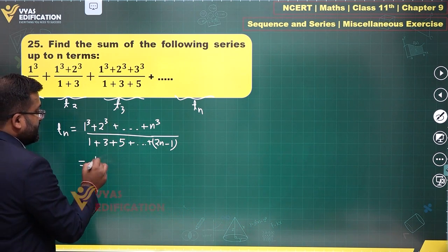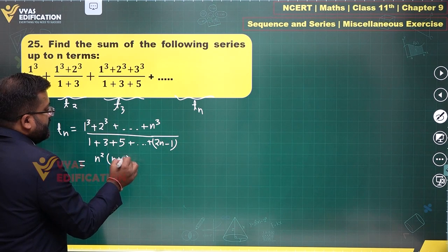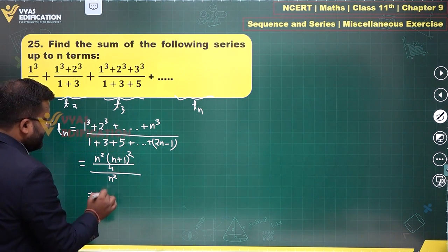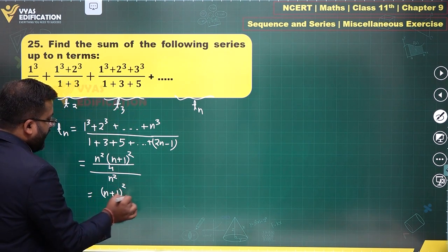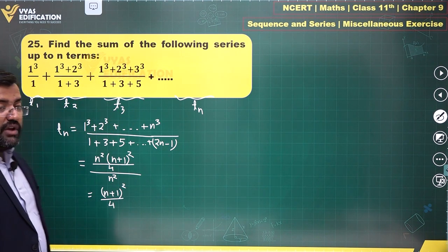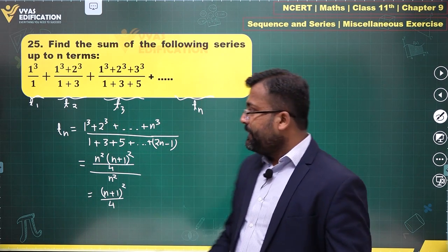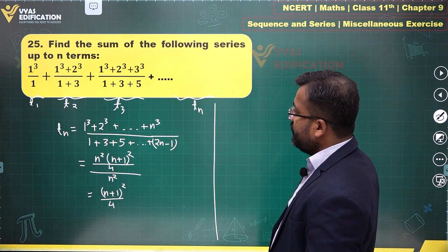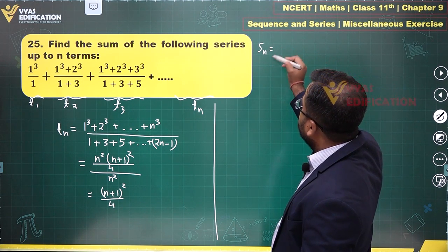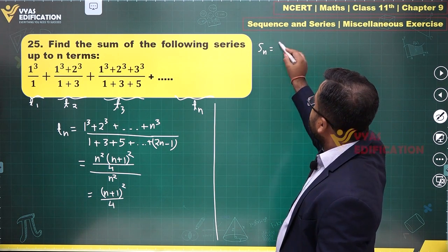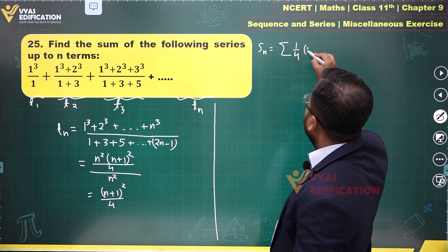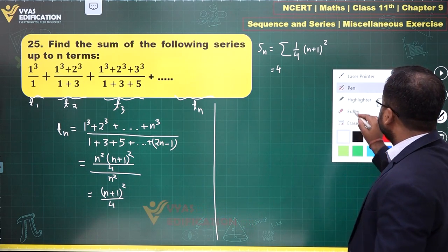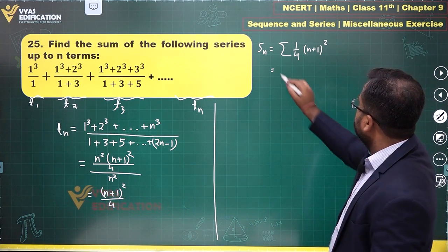What about the sum of cubes? This is n square, n plus 1 square upon 4, divided by you have n square. This becomes simply n plus 1 square upon 4. Is that okay? That's Tn for us, yes? Okay. Sum of the following series up to n terms is what we are interested in. Sn will be summation of 1 by 4 n plus 1 square. 1 by 4 can come out common.